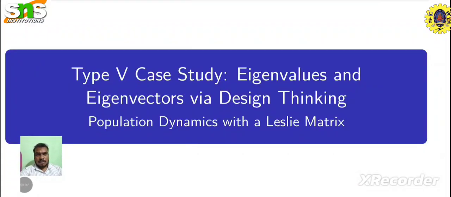Hello everyone. Today we are going to discuss the case study on eigenvalues and eigenvectors via design thinking. Let us see the population dynamics with the Leslie matrix.